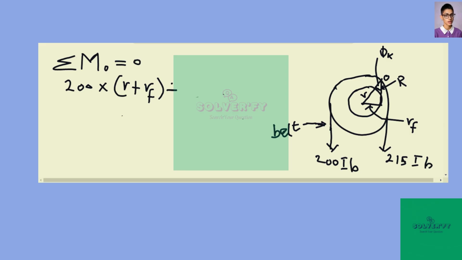Minus 200 and 215 times r, plus r_f. r_f is the radius of the friction circle. Then everything is equal to 0. So if we solve this out, we are going to arrive at our r_f to be equal to 0.0407.